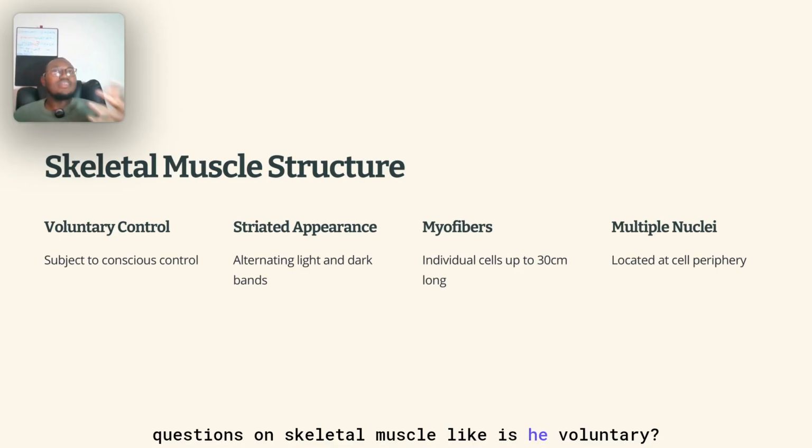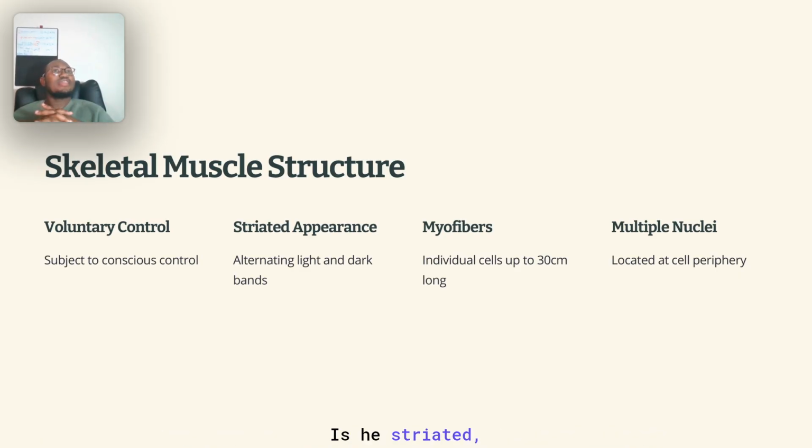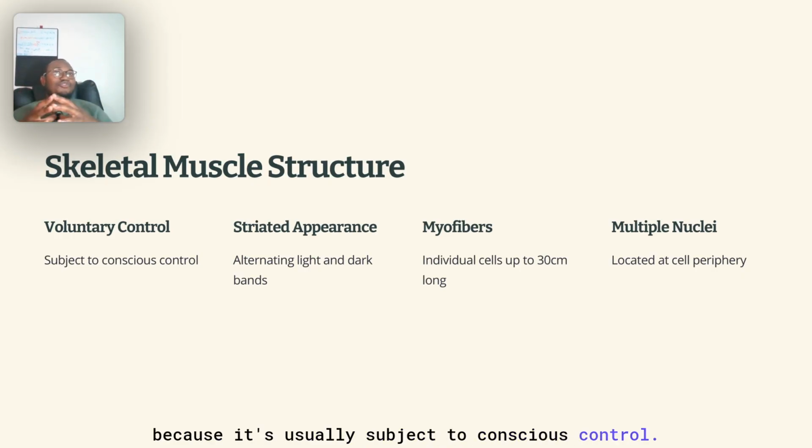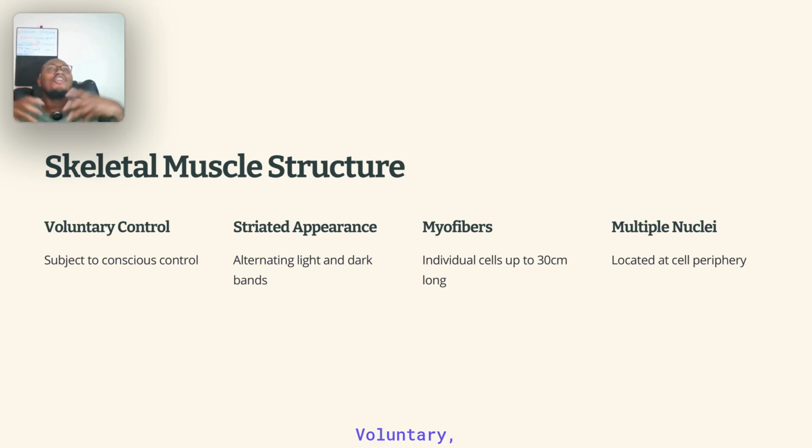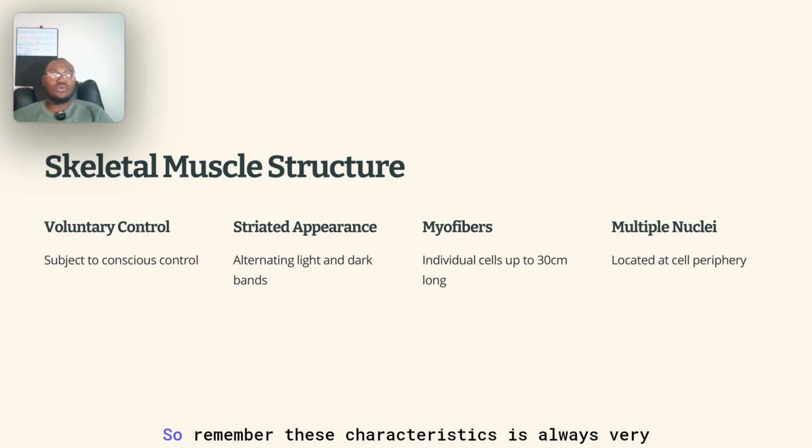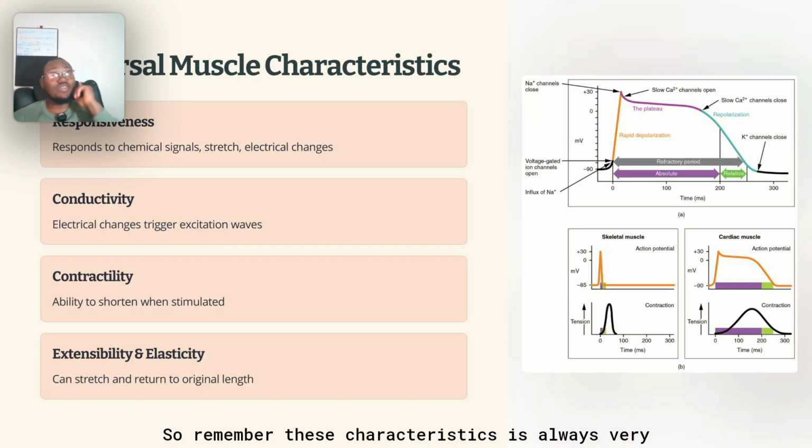Also, you'll be asked questions on skeletal muscle. Like, is it voluntary? Is it striated? Does it have multiple nuclei? For example, I can tell you skeletal muscle is called dash because it's usually subject to conscious control. It's called what? Voluntary. Conscious. I told you skeletal muscles are voluntary, but cardiac and smooth are what? Involuntary. So conscious control, skeletal, voluntary. Very important. So remember these characteristics are always very important.